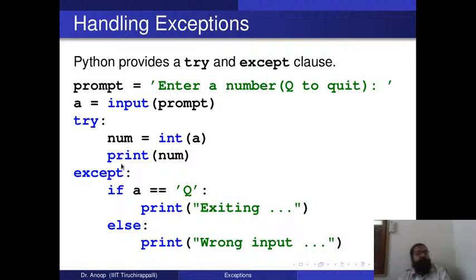Okay, so if an exception is raised in the try block, a value error is raised in the try block, it will go into the except block, and in the except block we have a question: if a equal to q, so if q is entered, then that's a valid input, and what you need to do is exit from the program, otherwise you will print a wrong input. So this says that instead of throwing a value error at the user and stopping the program execution completely, here we are trying to handle the exception, correct?